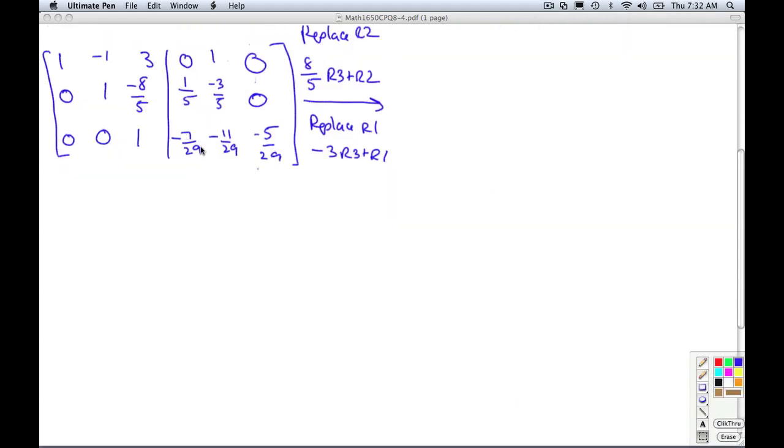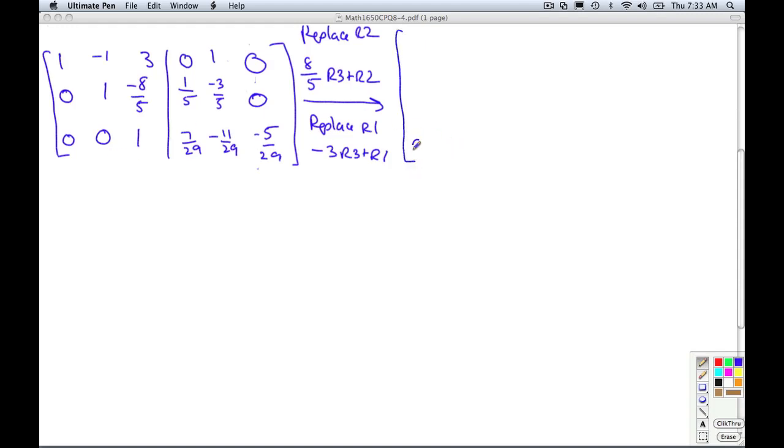Okay, well, before we proceed here, I noticed a typo. This should not be a negative 7/29. It should be a positive 7/29. So make sure you record that correction. And we'll go ahead and proceed with the row operations.